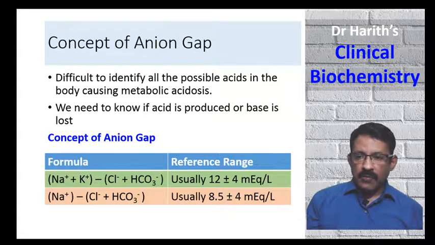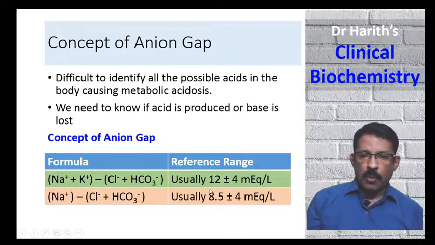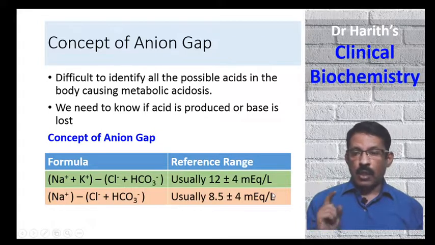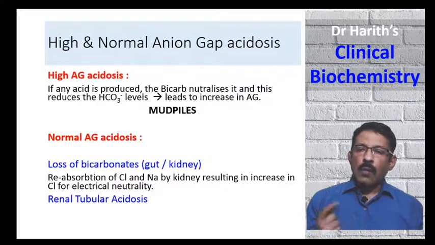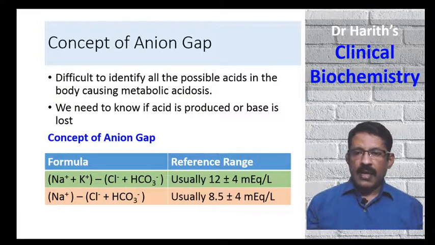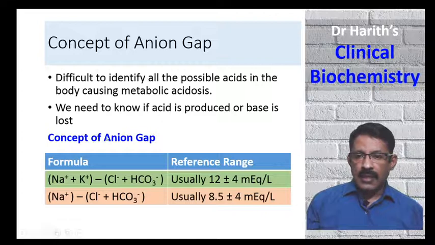So, if you are using the first formula, the anion gap is about 12 plus or minus 4 milliequivalents per liter, and if you are using the second formula, the value is 8.5 plus or minus 4 milliequivalents per liter. We should be very clear as to what formula we are using and what is the reference value of that. So, how does the anion gap help us in understanding our basic question, whether it was excess production of acids or decrease of bases? Now, if the body is producing acids, as a first line of defense, the bicarbonates present in the serum neutralize the excess hydrogen ions.